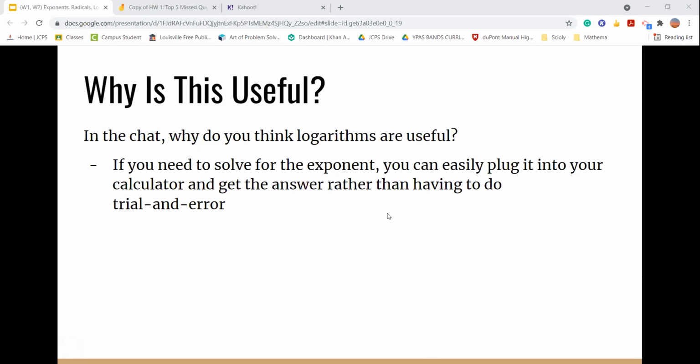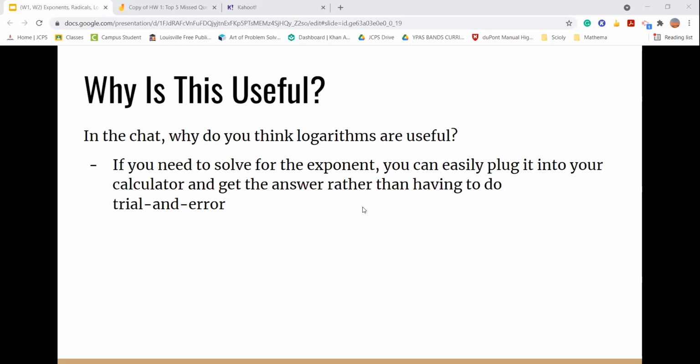So one useful way is that you can easily plug it into your calculator. So if you were thinking about, what power do I need to raise 3 to in order to get 81? If I didn't know that 3 to the power 4 was 81, I would have to try 3 to the power 3. No, that's not it. 3 to the power 5. Well, that's not it either. Then I would just do trial and error until I got 3 to the power 4 and be like, oh, it's 81. But now with the logarithm, I don't have to do that. I can just directly ask my calculator what the power is and it will tell me.